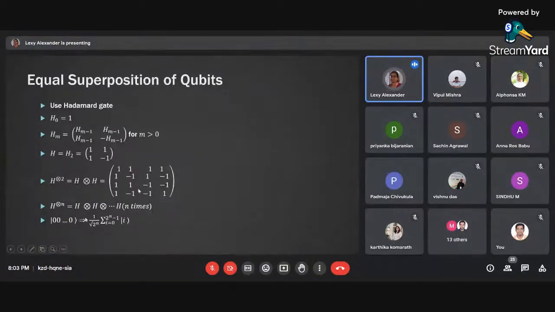In an n-qubit system, if you apply it to |0...0>, you will get 1 by square root of 2 to the power n. To make the total probability 1, the amplitude everywhere will be equal. So summation i equal to 0 to 2 power n minus 1 of |i> you will get. Now every component state has the same probability, 1 by 2 power n. So if we initialize the states to 0 and then apply Hadamard, you will get an equal superposition of qubits.